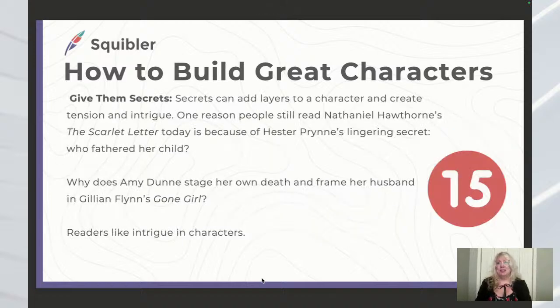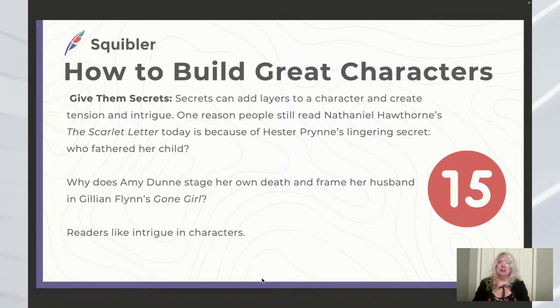Another way to develop great characters is to give them secrets. Secrets can add layers to a character and create tension and intrigue. One reason people still read Nathaniel Hawthorne's The Scarlet Letter today is because of Hester Prynne's lingering secret, and that is who fathered her child. So that's kept us reading for a long time.